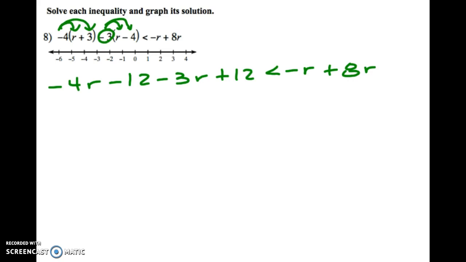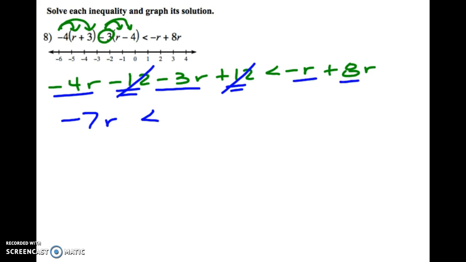Next, we want to add our like terms together. A lot of these in this case. The minus 4r and the minus 3r should give us negative 7r. The negative 12 and the positive 12 are going to cancel each other out, so we'll get 0 on that side. On the right side, we've got the minus r and the positive 8r. We add those together, we get a positive 7r.